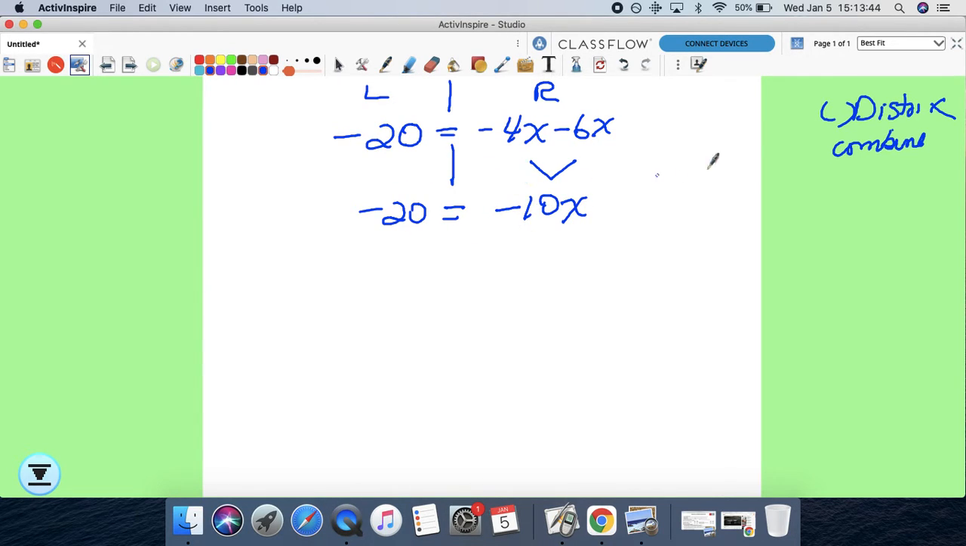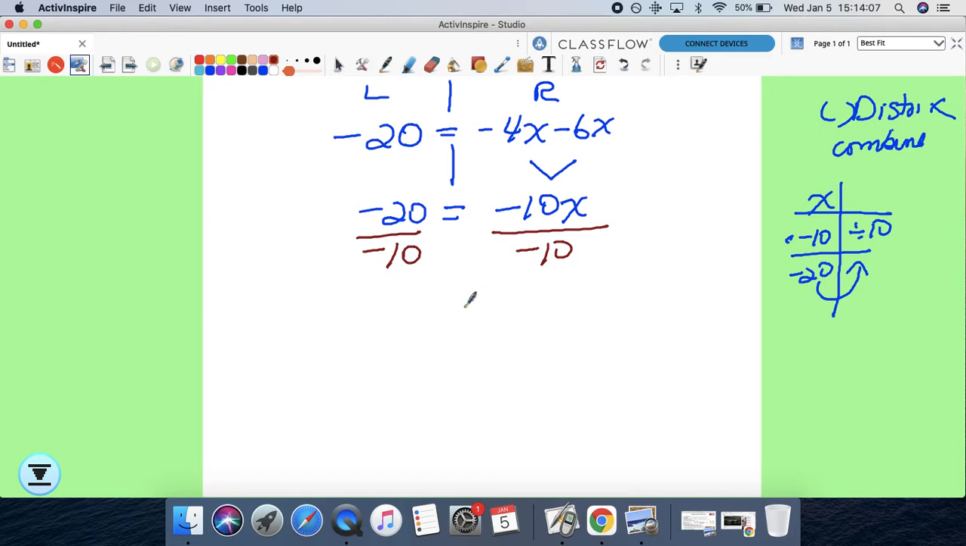Now over here, can I make a story? Yeah, I can make a story. My variable is x. I'm multiplying by negative 10, and that equals negative 20. So when I do the inverse operation here, I'm going to divide by negative 10. So let's show that. Divide by negative 10, and on the other side, divide by negative 10.